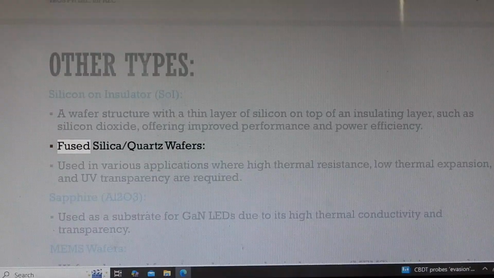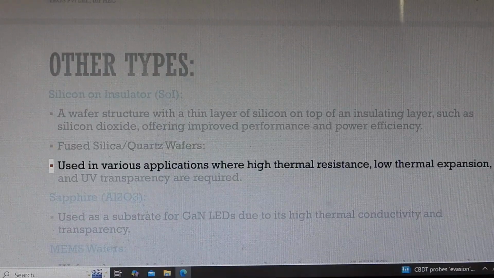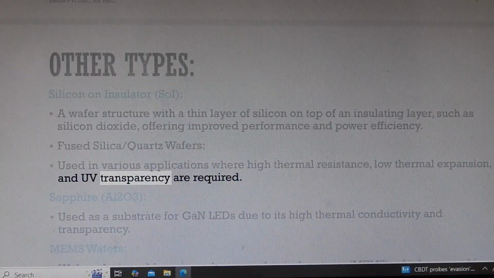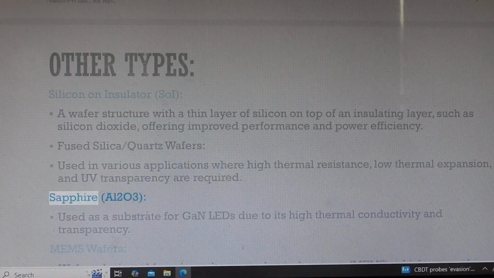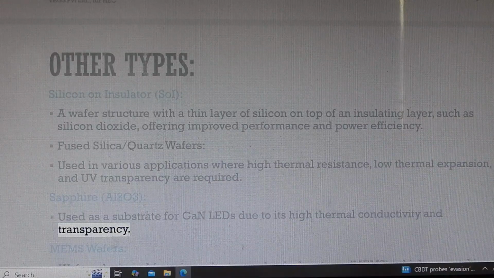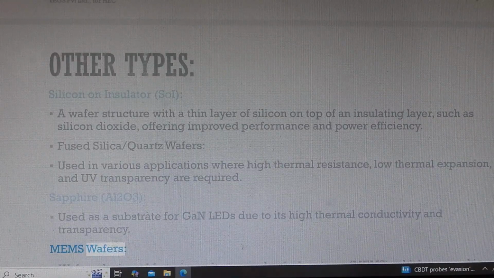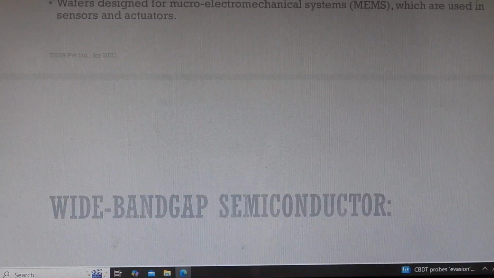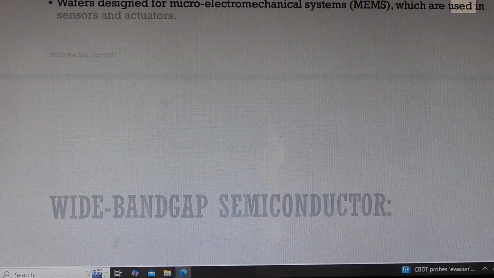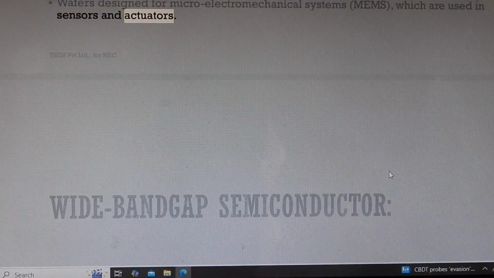Fused silica/quartz wafers: used in various applications where high thermal resistance, low thermal expansion, and UV transparency are required. Sapphire, Al2O3: used as a substrate for GaN LEDs due to its high thermal conductivity and transparency. MEMS wafers: wafers designed for microelectromechanical systems, MEMS, which are used in sensors and actuators.